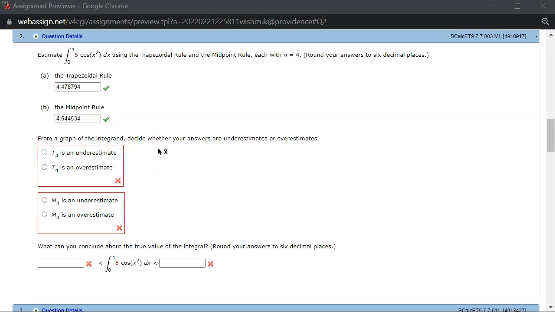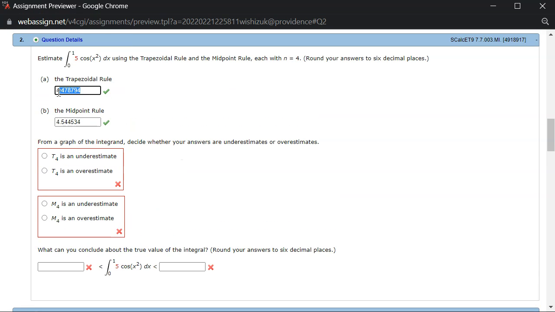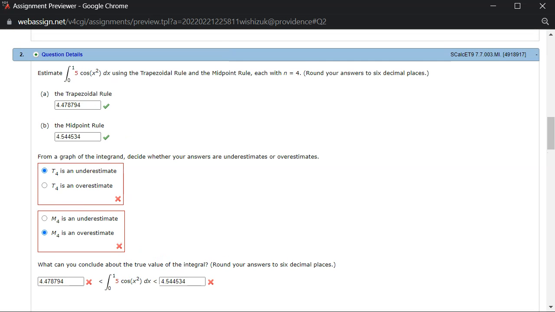Now we need to determine if it's an overestimate or underestimate. It looks like we got these values. I'm going to grab this one, since that's the smaller of the two, and put it here. Then I'm going to put the larger of the two here. It says these are either an overestimate or underestimate. Of course, the smaller one is going to be an underestimate, and the larger one is going to be the overestimate. Let's check the answer.